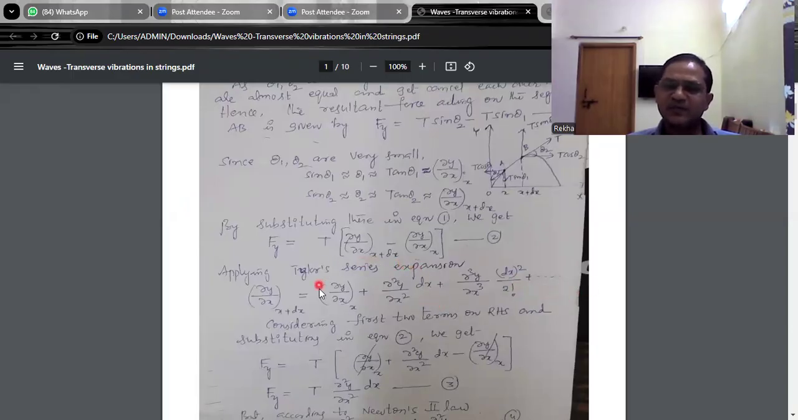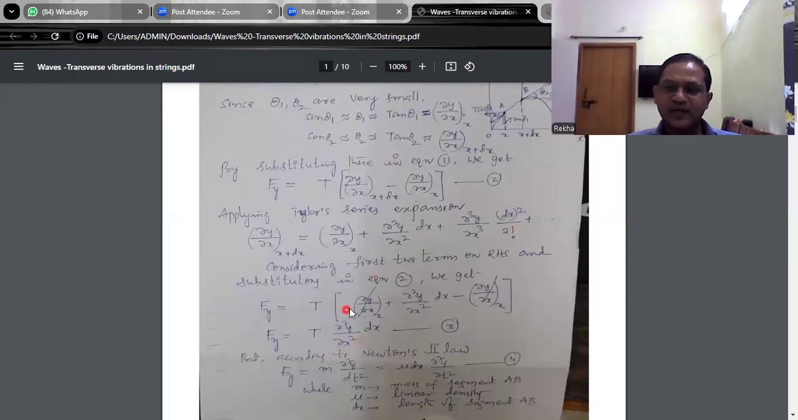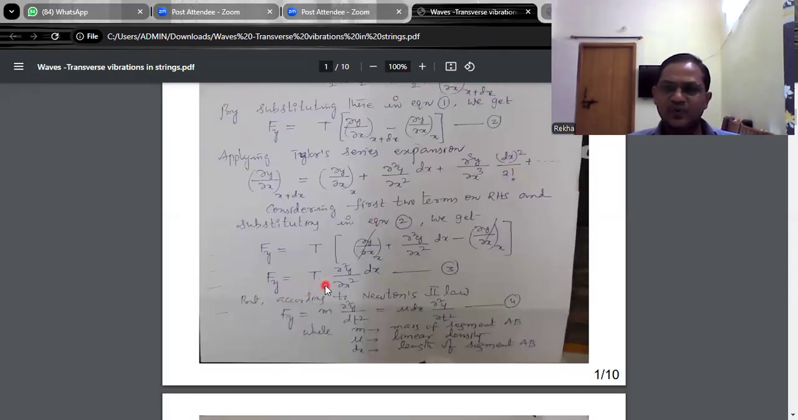So considering the first two terms, the higher order terms can be neglected, and Fy is equal to T times [∂y/∂x at x plus ∂²y/∂x² dx minus ∂y/∂x at x]. The first term and the last term get cancelled. Then Fy is equal to capital T ∂²y/∂x² dx, equation 3.